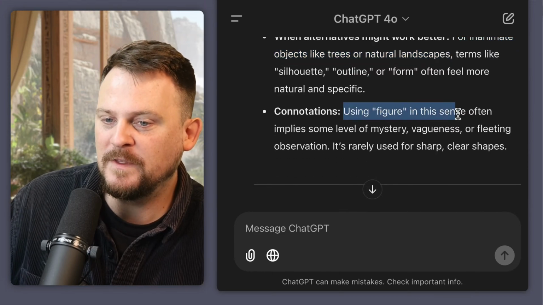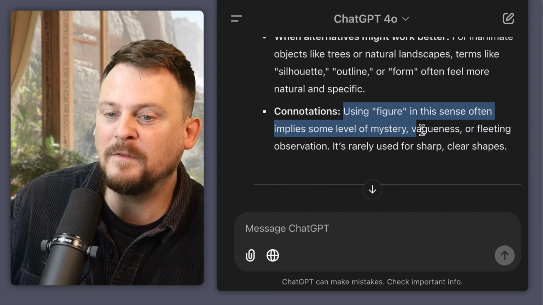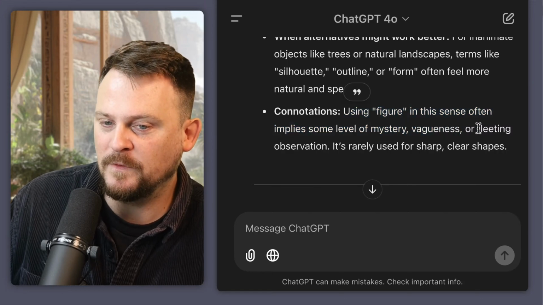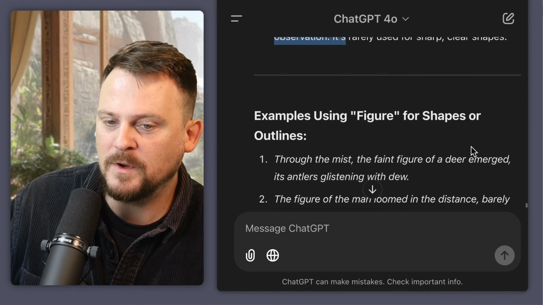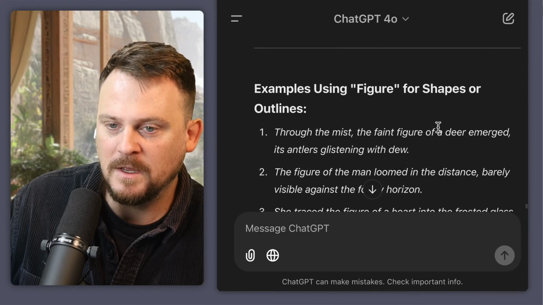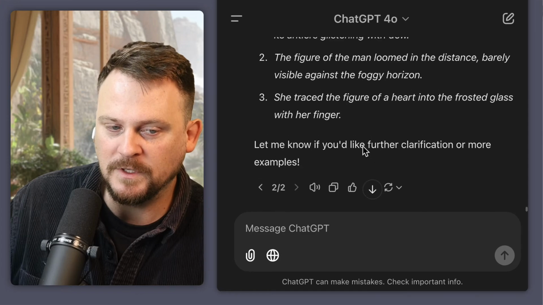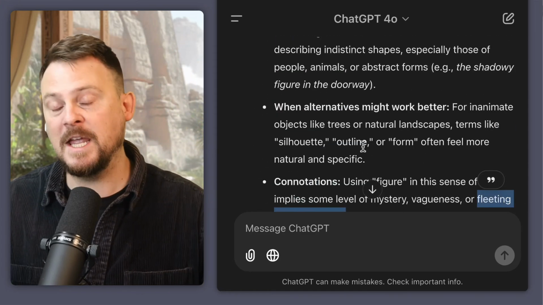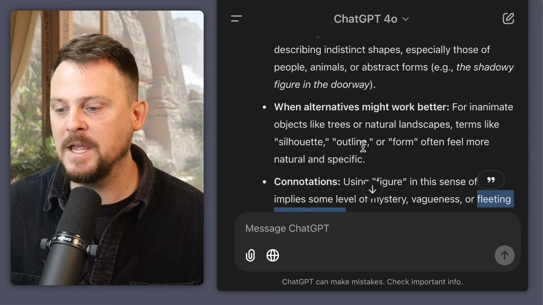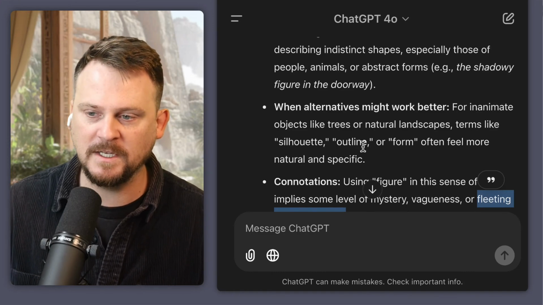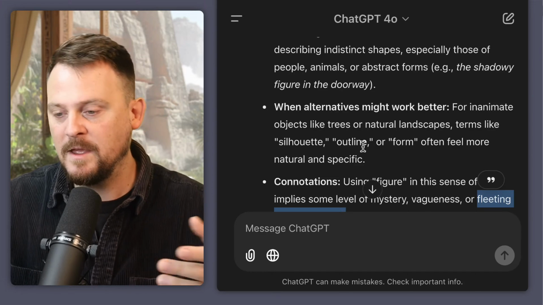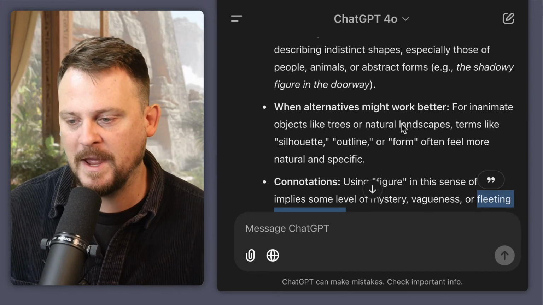Connotations: using figure in this sense often implies some level of mystery, vagueness, or fleeting observation. It's rarely used for sharp, clear shapes. All right, and more examples here. Great. Okay, so this is, again, just a process of play, and it kind of goes back and forth with your second step, which is the process of learning. So learn, play, make sure there's feedback built in somehow.